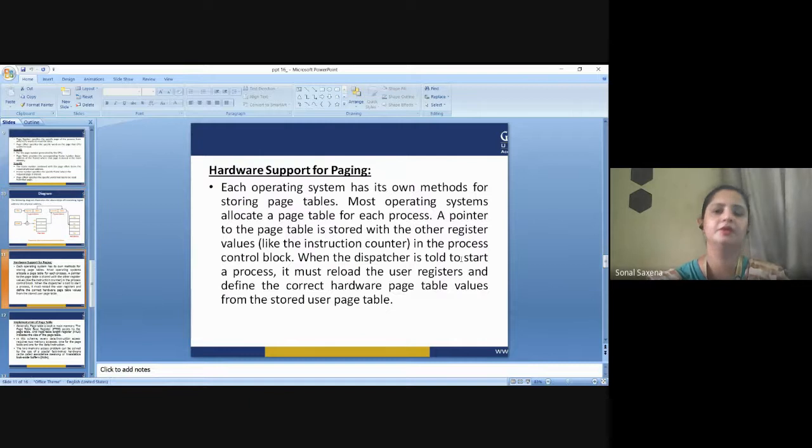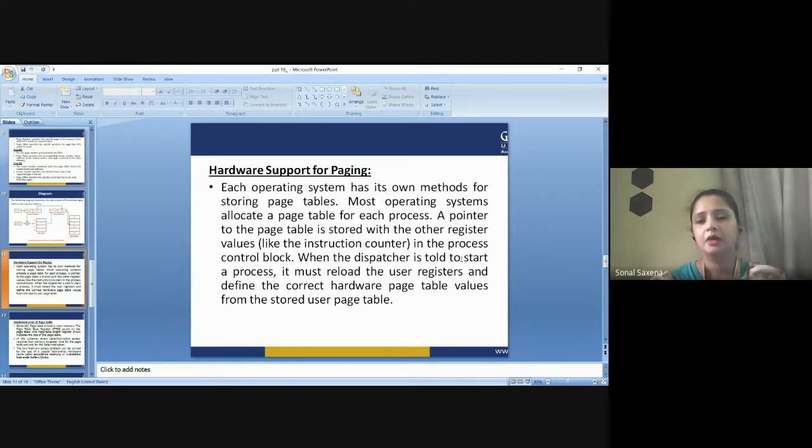Let us move forward. Now, as I have told you, there is hardware support for paging. What is hardware support? Each operating system has its own method for storing page tables. Obviously, there are different types of operating systems, like Linux, MS-DOS, iOS, Android. They all have their individual methods for storing these page tables, the data structures which are used to hold the information of every page.